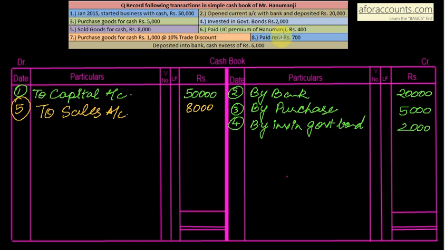Point number 6. Paid LIC premium of Hanumanji rupees 400. Now LIC is paid on the life of a person, and this is a personal expense. It should not come in your business books. Now, since it is paid from business books, it is nothing but drawing for the business. So your entry will be drawing account debit to cash account. So here, by drawing. Point number 6, ho kya raha hai? Aapka cash balance reduce ho raha hai due to drawing. So to your credit side, amount 400.